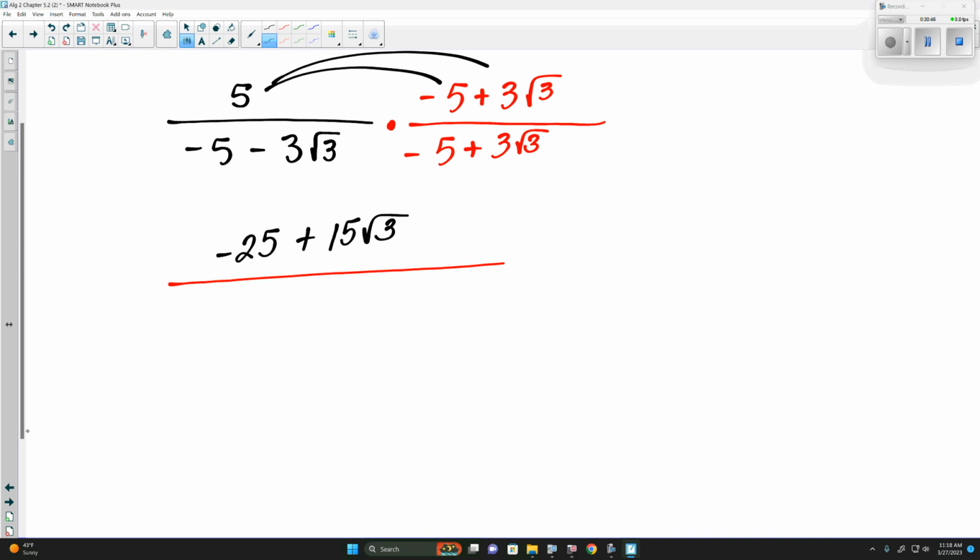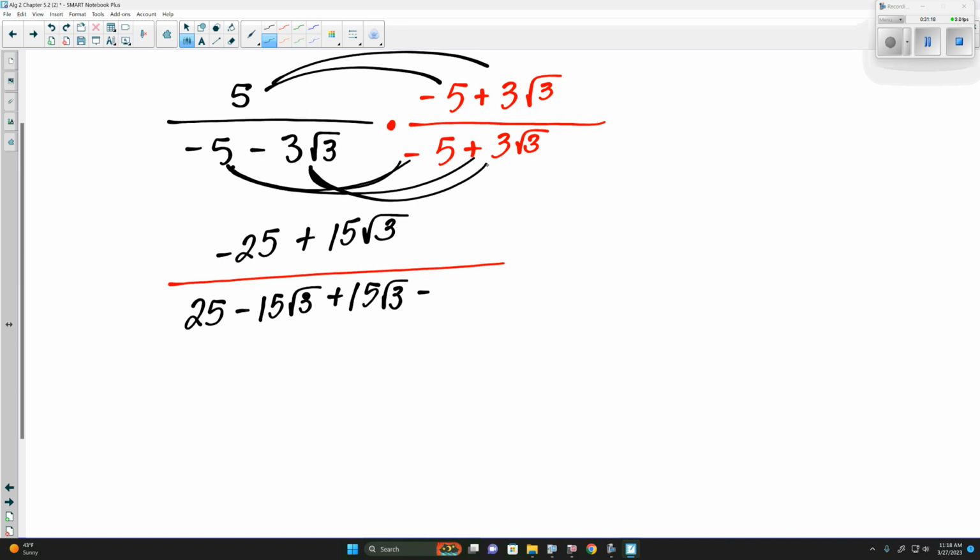Now we can multiply through the denominator. Negative 5 times negative 5 is positive 25. Negative 5 times 3 square root of 3 would be negative 15 square root of 3. Negative 3 square root of 3 times negative 5. Well, the negative and negative would make a positive. 5 times 3 is 15 square root of 3. Negative 3 square root of 3 times 3 square root of 3. Well, the negative times a positive is a negative.